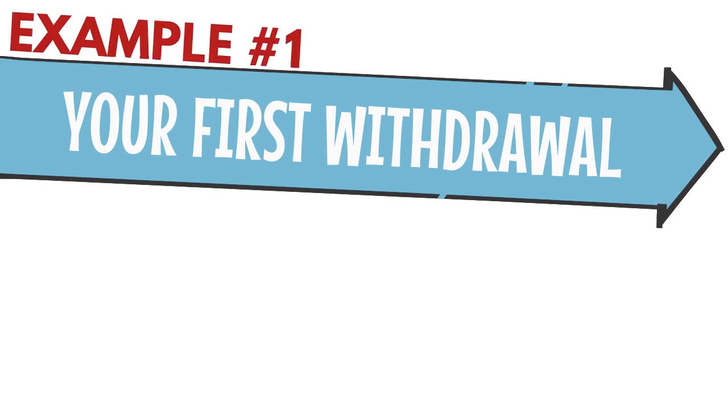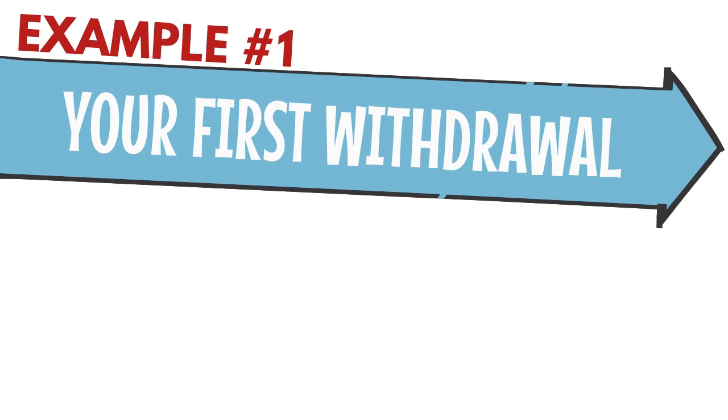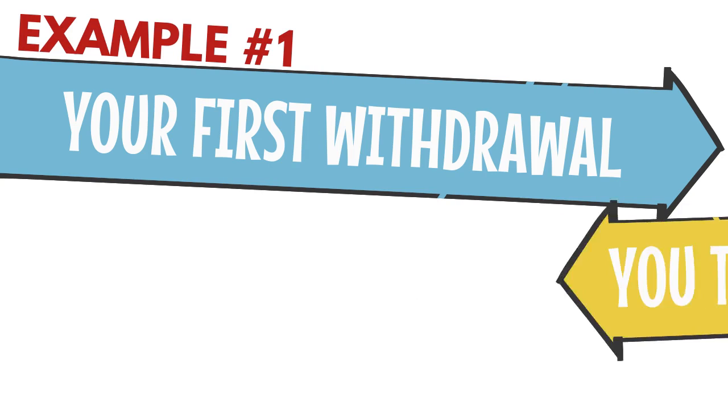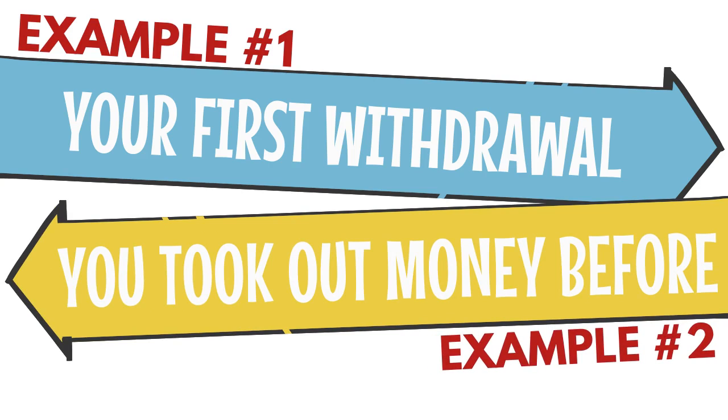The first example will be for those of you that have either never taken money out of the spousal RSP before, or maybe you haven't made a withdrawal from the account in a long time. The second example will show you what happens when you've actually already made a withdrawal from the account recently.